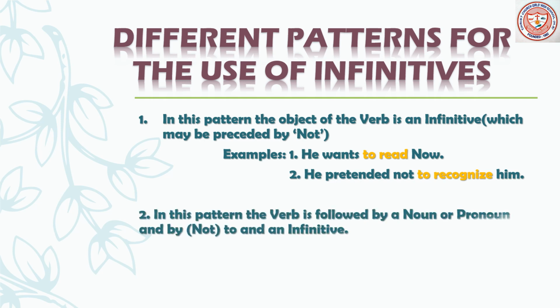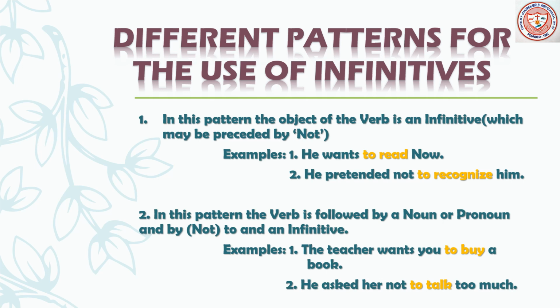Next pattern. In this pattern, the verb is followed by a noun or pronoun and by not, to, and an infinitive. Let us go through some examples. The teacher wants you to buy a book. So, what is the infinitive over here? The infinitive is "to buy" in the particular sentence. Next example. He asked her not to talk too much. And what is the infinitive here? Infinitive is "to talk".